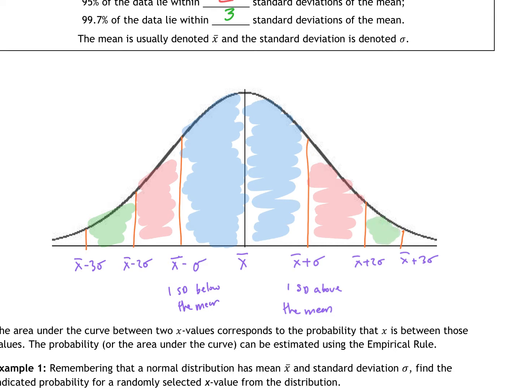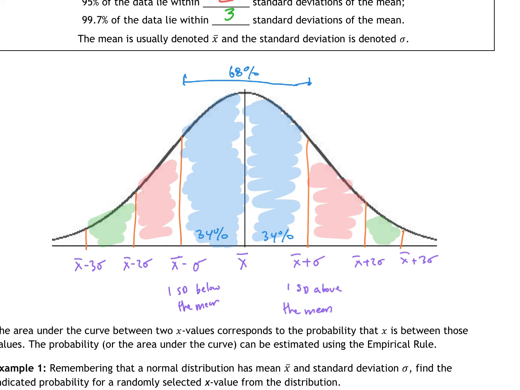So what I have here, if I'm kind of looking at this section right here, this little piece is 34%. This is 34%. So what we're saying is that 34% of the data should be one standard deviation to the left and or one standard deviation to the right. So from here to here, this is 68% of your data. It should be one standard deviation away from the mean.